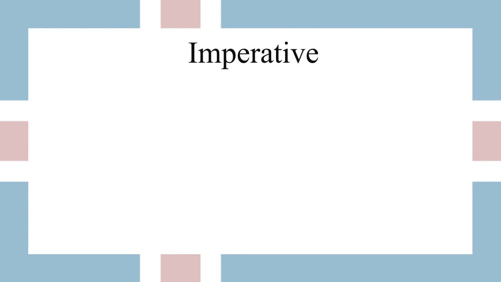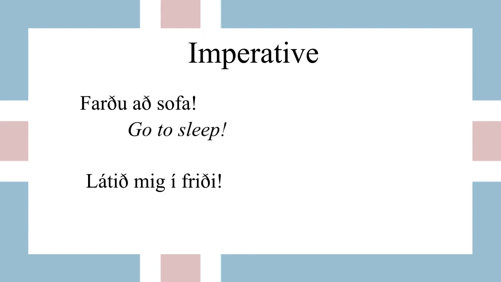Now, another thing that you need to learn about verbs is there's an imperative form. This is the command form. It's pretty straightforward. I'll cover it in a different video. Here's an example. Farðu að sofa means go to sleep, or látið mig í friði means leave me alone. So you also need to learn the imperative form for any verb.